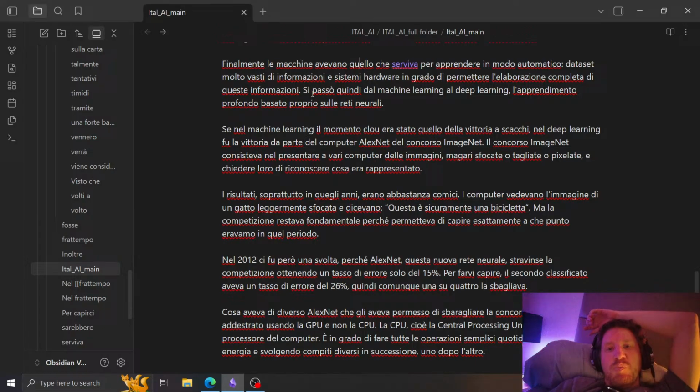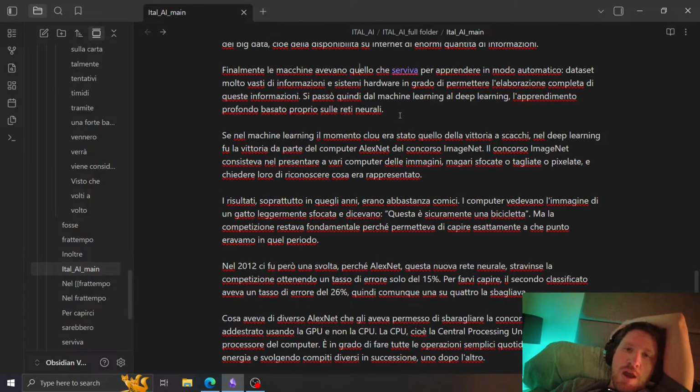One passed, therefore, from machine learning to deep learning, the deep learning based on its own neural networks. I think I'm going to stop here.